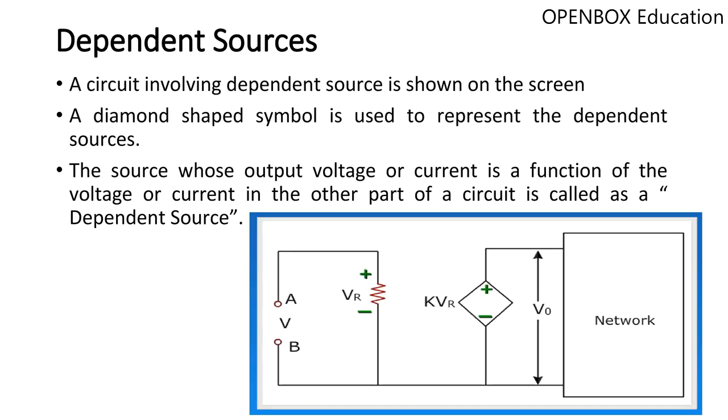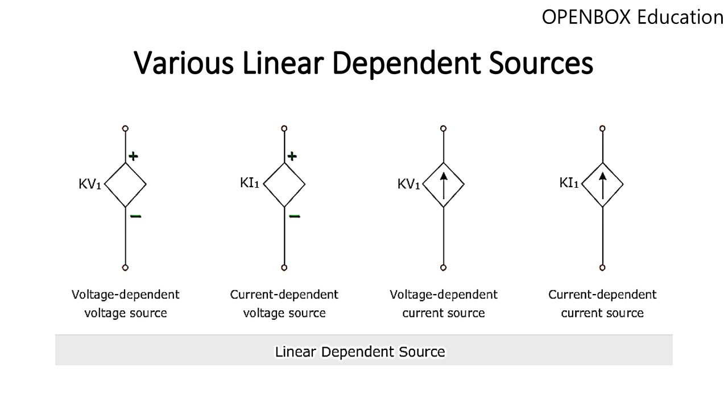Dependent sources. A circuit involving dependent source is shown on the screen. A diamond-shaped symbol is used to represent the dependent sources. The source whose output voltage or current is a function of the voltage or current in another part of a circuit is called a dependent source. The various types of linear dependent sources are shown on the screen.